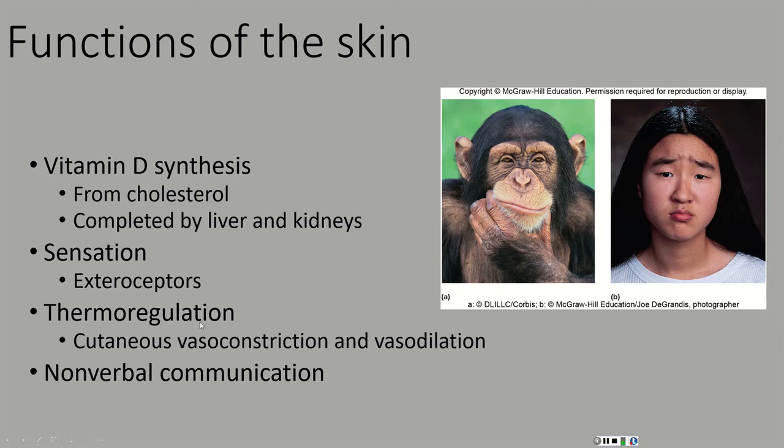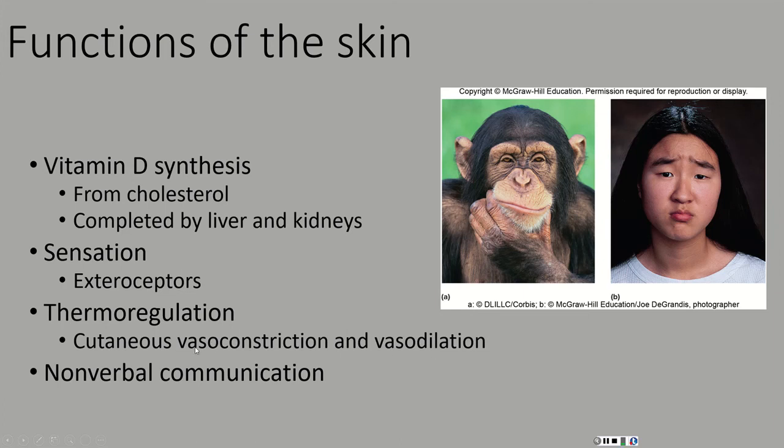Thermoregulation. As we saw way back in chapter 1 when we were talking about feedback loops, the skin plays a role in regulating our body heat. And it can do that by working with those exteroceptors to detect if it is hot or cold. But our skin actually has a lot of blood vessels in it. Most of them are really, really small capillaries. And we have something called cutaneous, which means related to the skin, cutaneous vasoconstriction and vasodilation. Those are some big words, so let's unpack what they mean.